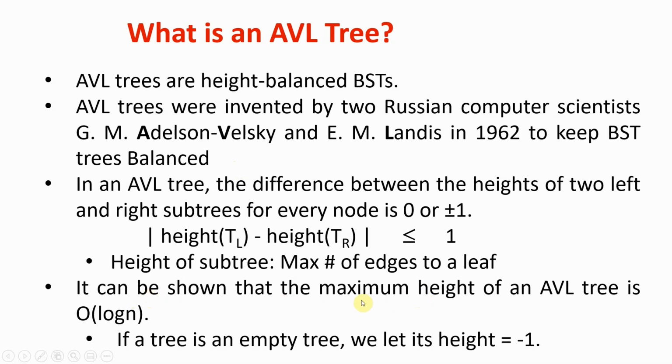It can be shown that the maximum height of an AVL tree is always going to be in the order of log n, okay? It's not necessarily going to be complete, but its height is always going to be of order log n. If a tree is an empty tree, we let its height be minus 1, okay? So that's something that we saw before.